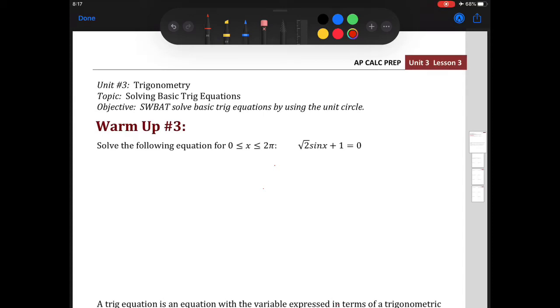Hi all, welcome to Unit 3, Lesson 3. My topic for today is solving basic trig equations. So I want you to pause the video and try the warm-up on your own. Think of linear equations when you're solving this equation.